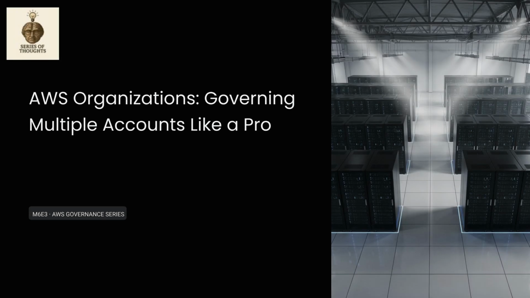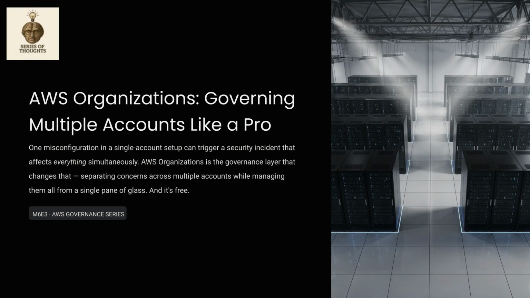One misconfiguration in a single account setup can trigger a security incident that affects everything simultaneously. AWS Organizations is the governance layer that changes that. It helps separate concerns across multiple accounts while managing them all from a single pane of glass.